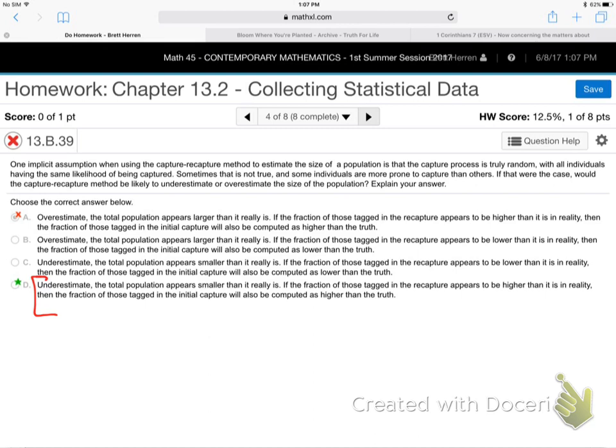But why is that under? Wouldn't that be over? I always get confused by this question. I've taught it like 10 times, and it confuses me every time. Why would that be under? I don't know. You don't care, right?